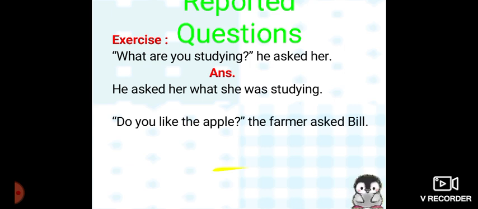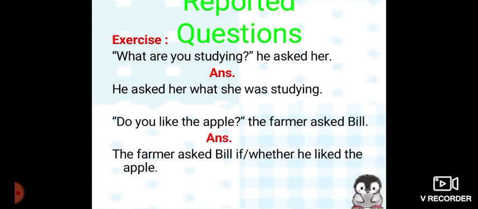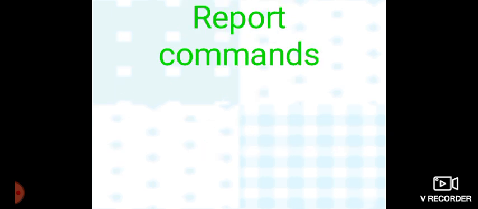So next sentence. Here we didn't have a WH word. Do you like the apple? The farmer asked Bill. So the indirect speech is, the farmer asked Bill if or whether. We can use either, it is up to us. So, if or whether he liked the apple. These are the two types of question words when we change direct into indirect speech.